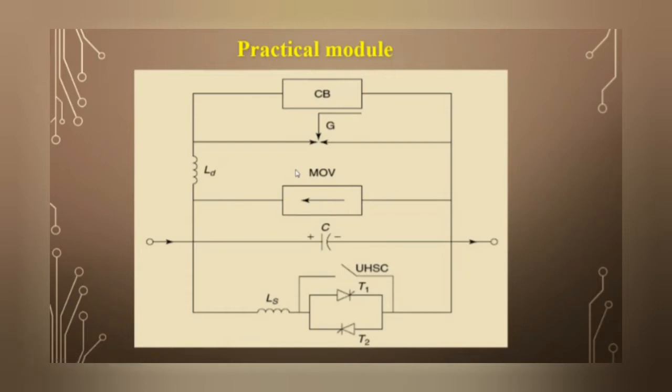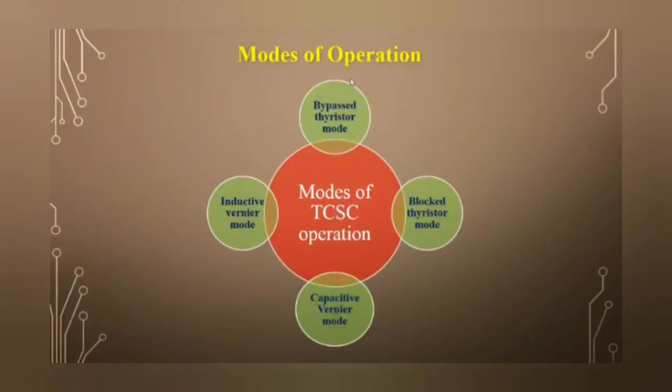Now we move forward to the different modes of TCSC. So normally there are 4 types of modes. First one is the bypass thyristor mode, second one is the block thyristor mode, third one is the capacitive Vernier mode, and fourth one is the inductive Vernier mode. So we will see each of these modes in detail.